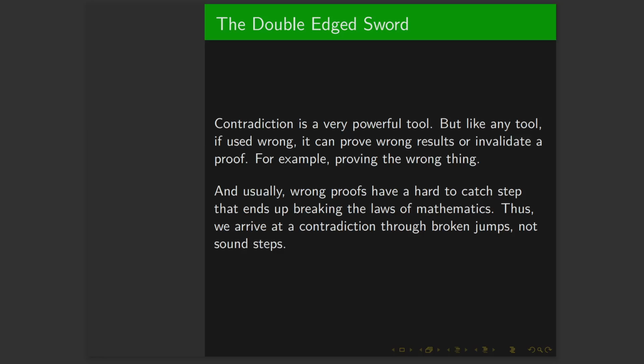And here's where the double-edged sword, or the problem with contradiction, comes in. It's a very powerful tool, but if it's used incorrectly, like any other tool, it can prove wrong results about something. And sometimes when you do proofs with contradiction, what can happen is you make steps that don't actually make sense, that are kind of hard to catch, that you wouldn't make otherwise when you're proving it directly. So we arrive at a contradiction through broken jumps, not really sound steps.